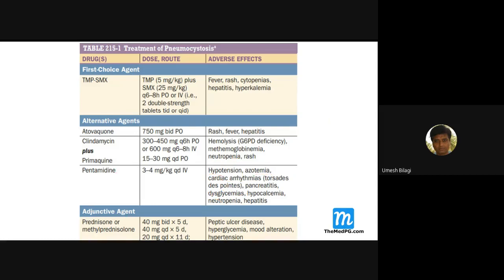And sometimes if the patient has severe hypoxia, then you may be forced to give what? Prednisolone steroid, or methylprednisolone, to overcome hypoxia.